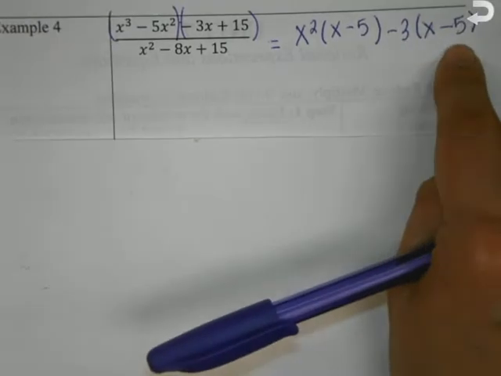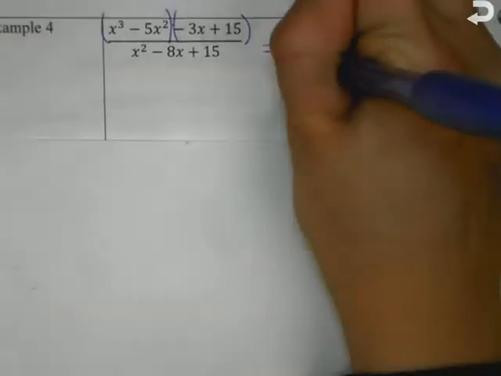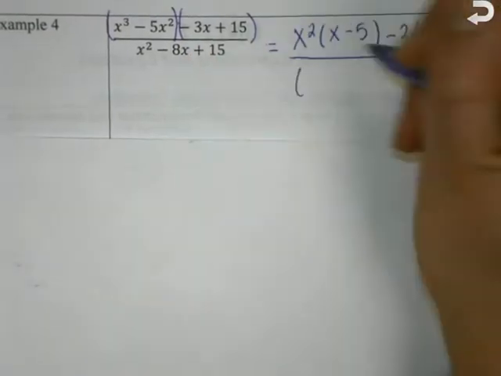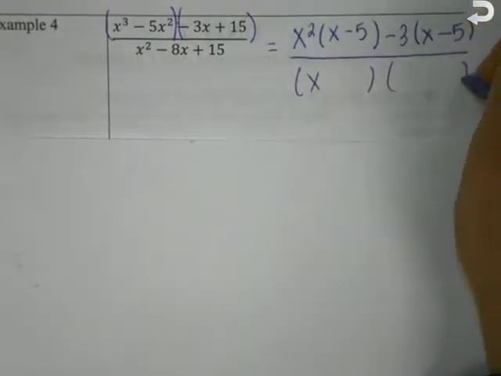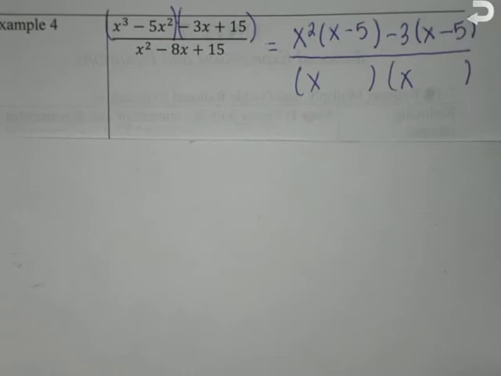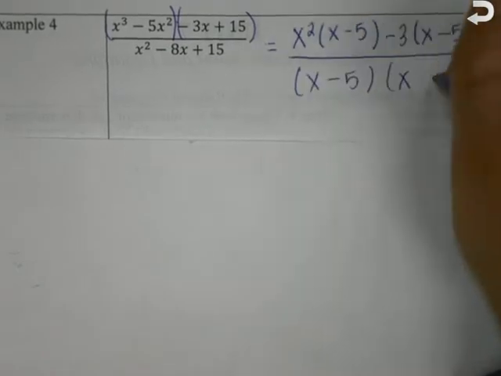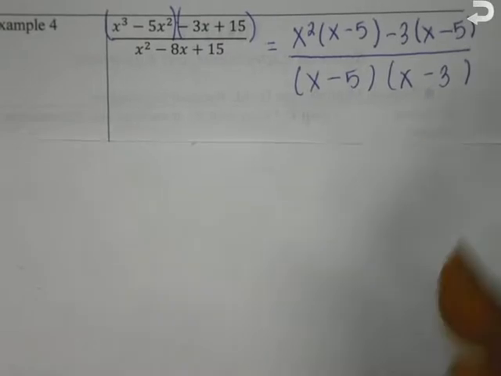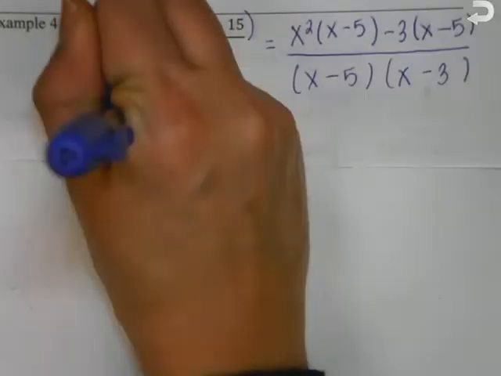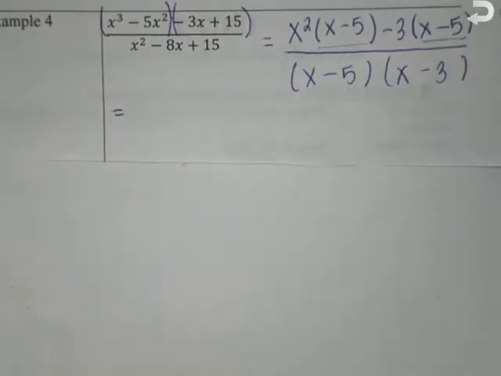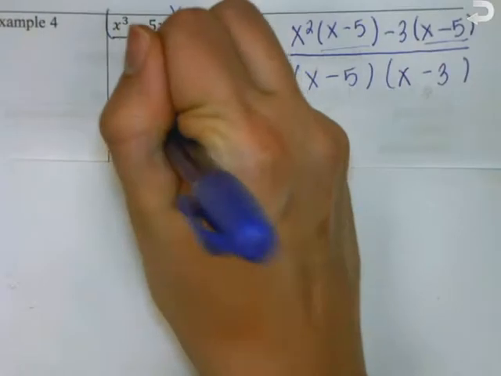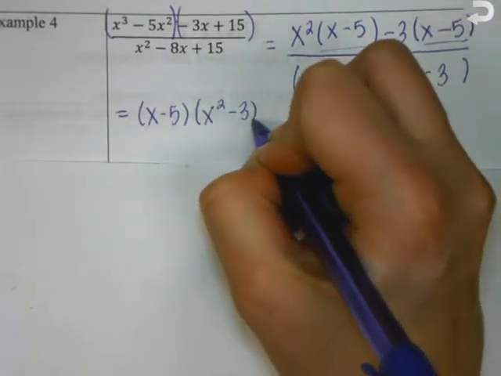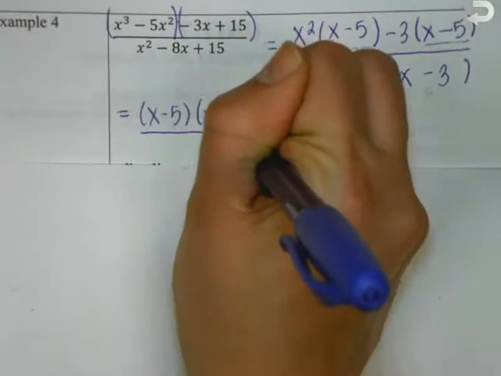What method can I use to factor the denominator? Diamond. So what 2 numbers does it all come out to? Negative 5 and negative 3. Okay, we are not done factoring the numerator, so you can't start canceling anything yet. Remember, x minus 5 is now our GCF, so pull it out. So that's going to give me x minus 5 times x squared minus 3, what's left over, all over x minus 5 times x minus 3.